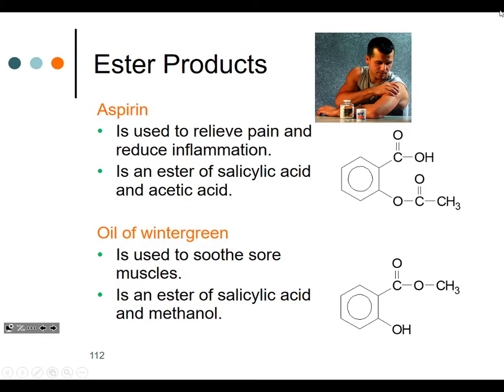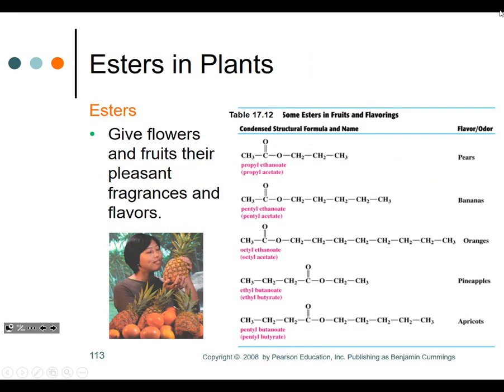All right, so ester products. We see this in aspirin. If you look here, we have COOH, but then we also have COOC. Oil of wintergreen. So we're talking things that soothe your muscles. I can almost smell it, the stuff you rub on your muscles. I can't think of the name, but I can think of the smell. It reduces inflammation and soothes sore muscles. So esters tend to be in those products.